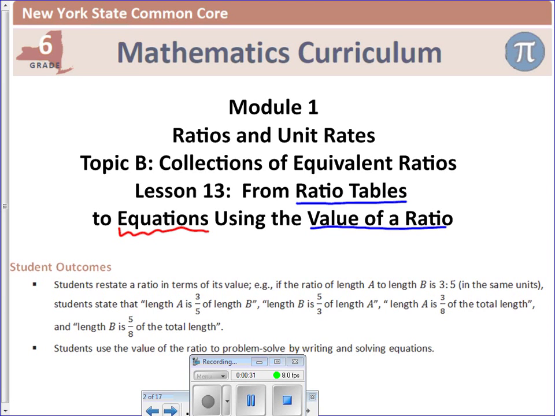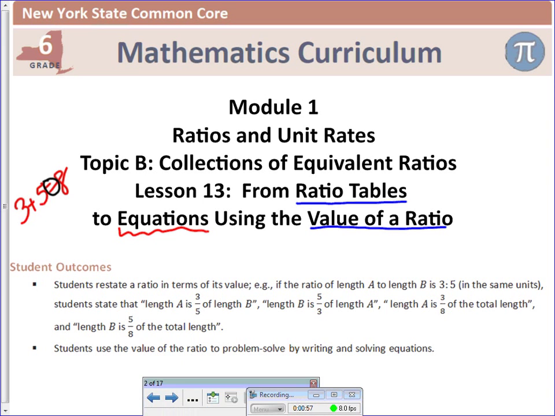What's an example of an equation? Think all the way back to like first grade, maybe even kindergarten. Okay, what's an equation? 3 plus 5 equals 8. That's an equation. It has an equal sign, so that's an equation. Today we're going to write equations using our ratio tables. Okay, that's the focus of today's lesson.